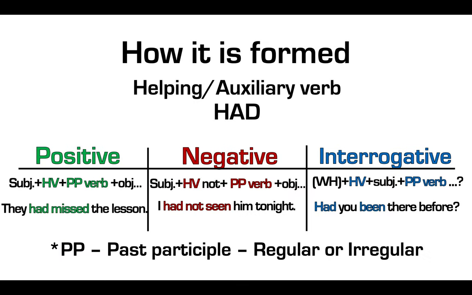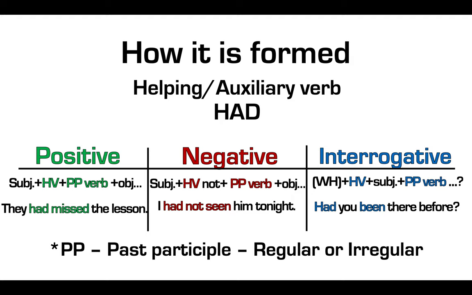So, how is it formed? You know by now that in English we need an auxiliary verb or helping verb for most tenses. In this case, we have had for the auxiliary verb. We also need the past participle that can be regular or irregular. The past participle would be the third column on your chart. Do not confuse it with the past tense that we use for the past simple tense. We're talking about the past perfect simple.